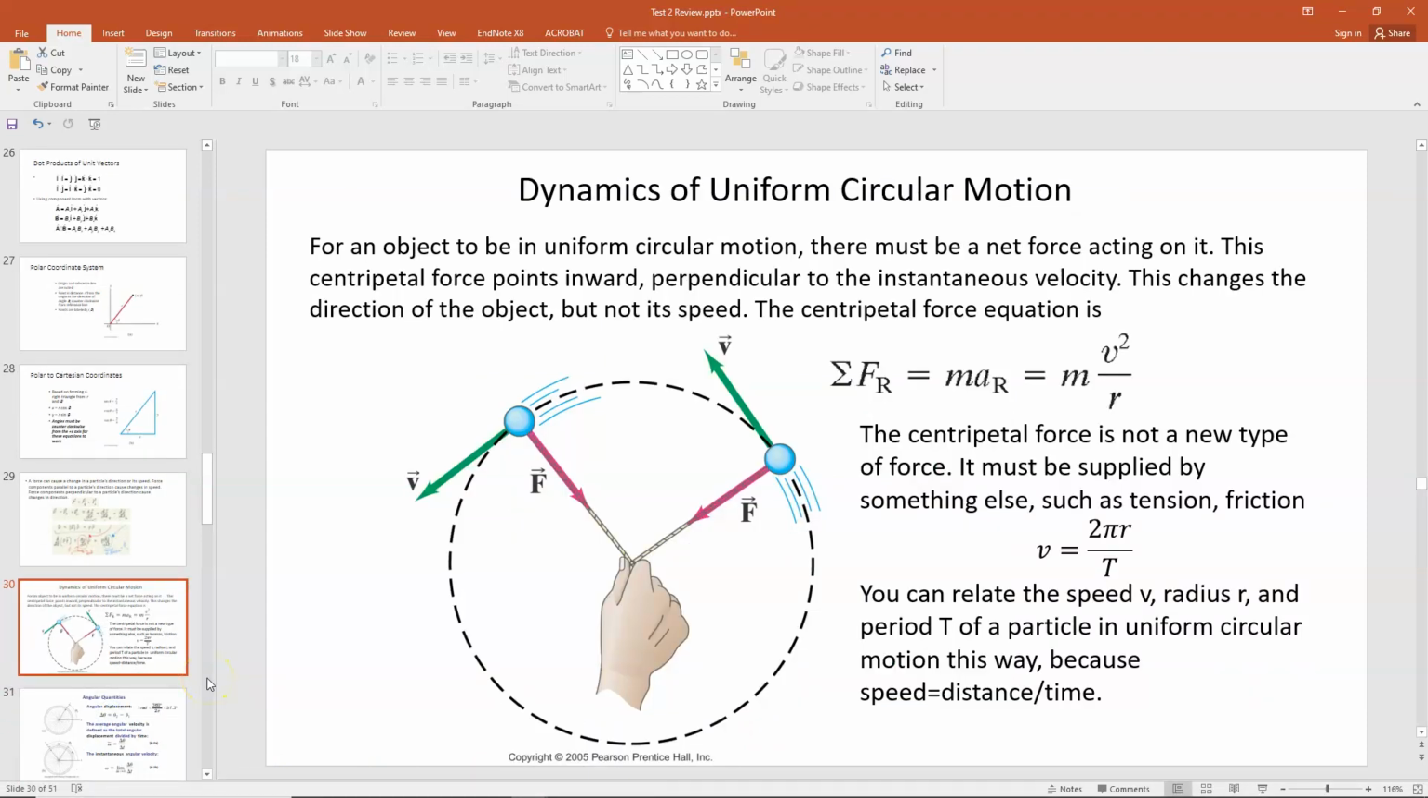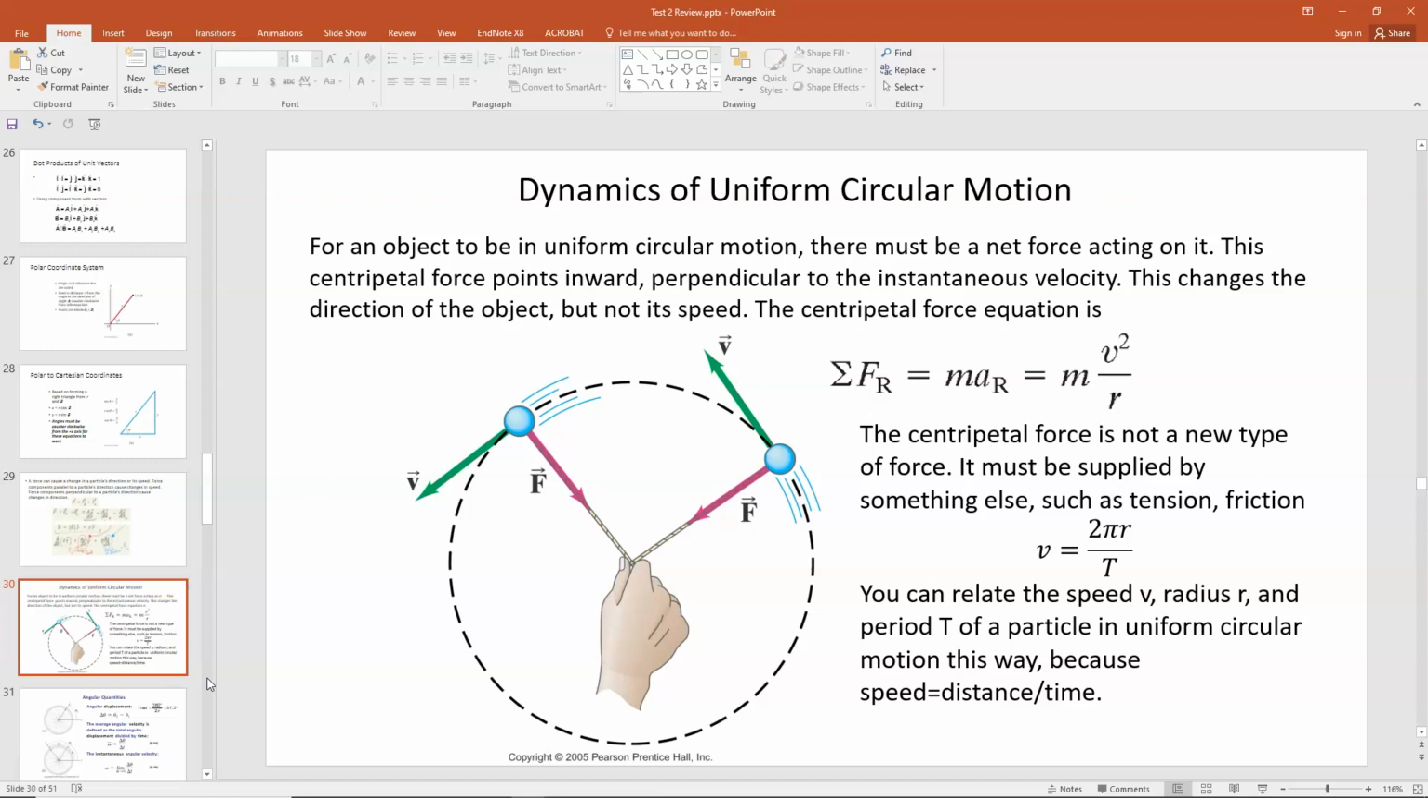Now, we applied this to derive the equation for the centripetal force, and you should review that. But remember that for an object to be in uniform circular motion, which means that the speed does not change, there must be a net force acting on it, okay? And that means, because the velocity is constantly changing direction, that's why there has to be that net force, that centripetal force points inward, which is always perpendicular to the instantaneous velocity at any given point.